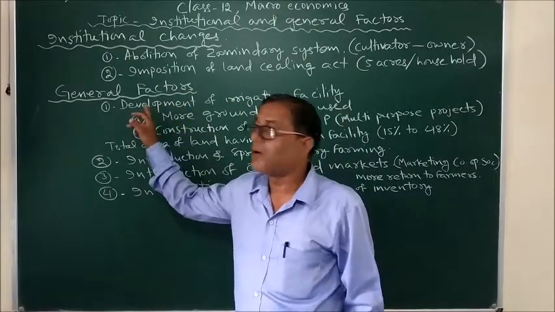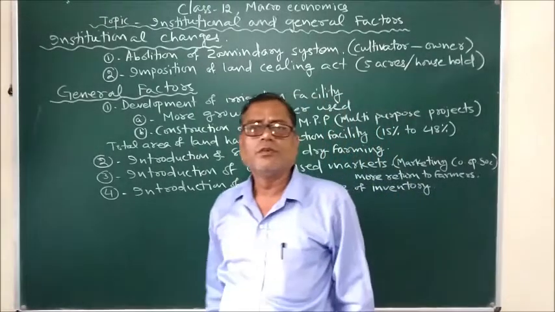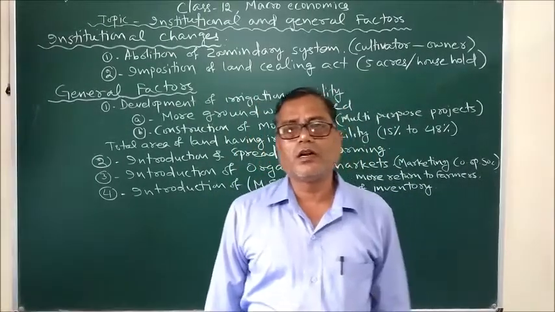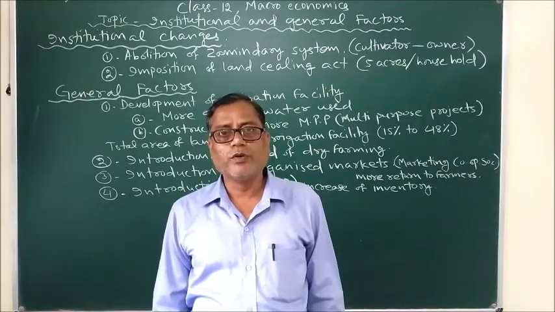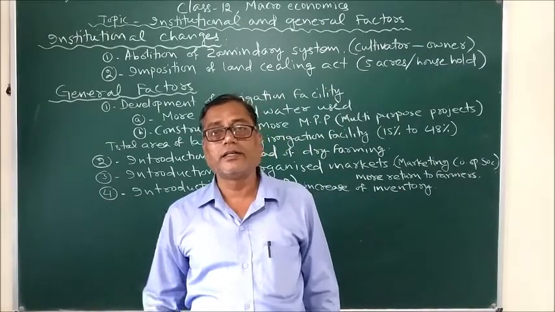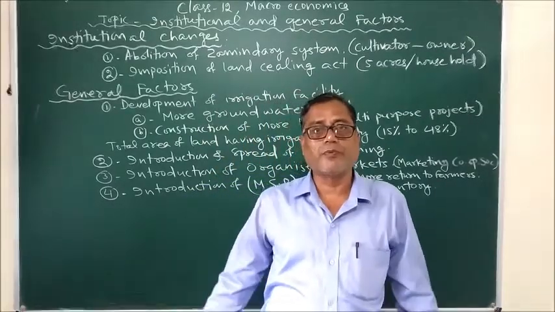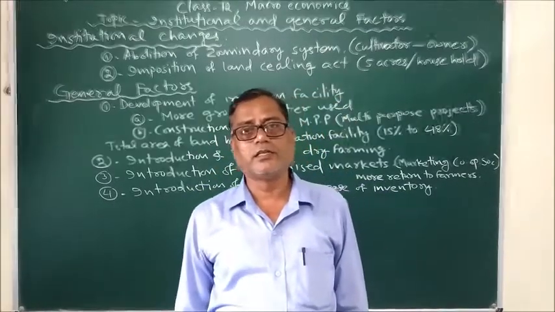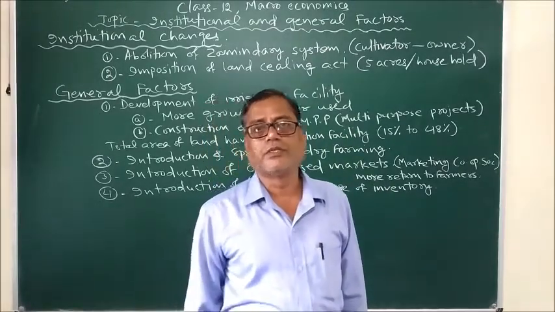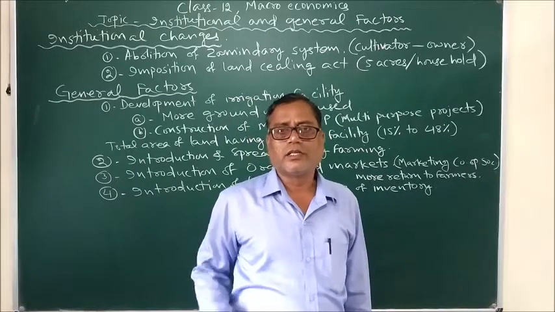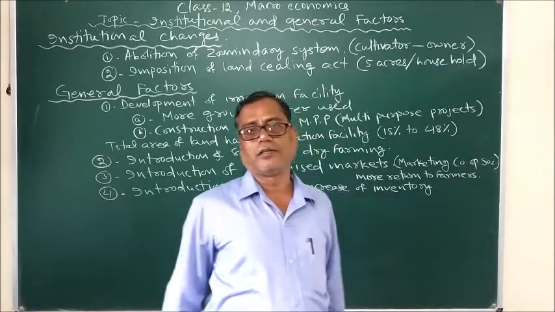In the general factors, the first point is development of irrigation facilities. Students, unless we have an assured supply of water, we cannot gamble and invest in agricultural activity. It is quite popular that Indian agriculture is a gamble of monsoon, and if the monsoon is not good, then the farmer cannot grow crops properly and earn profit.